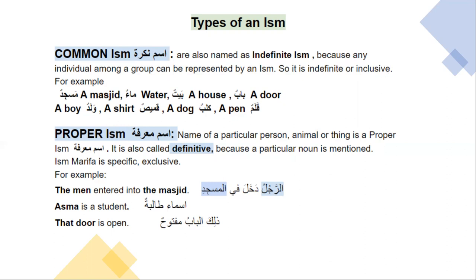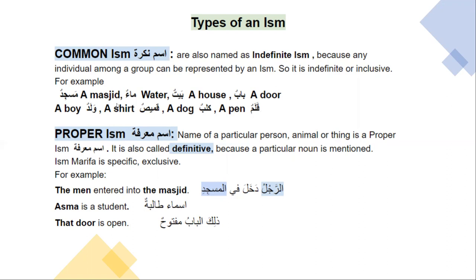The same way, a door, babun. It can be any door. But if I say Babe Abdul Aziz, then it's a specific door. When I say masjidun, then it can be any masjid. But if I say Masjidul Haram, then it's specific, then it's proper. So ism nakira is common or indefinite. So these are examples: ma'un, baytun, babun, waladun, qamisun, kalbun, qalamun.